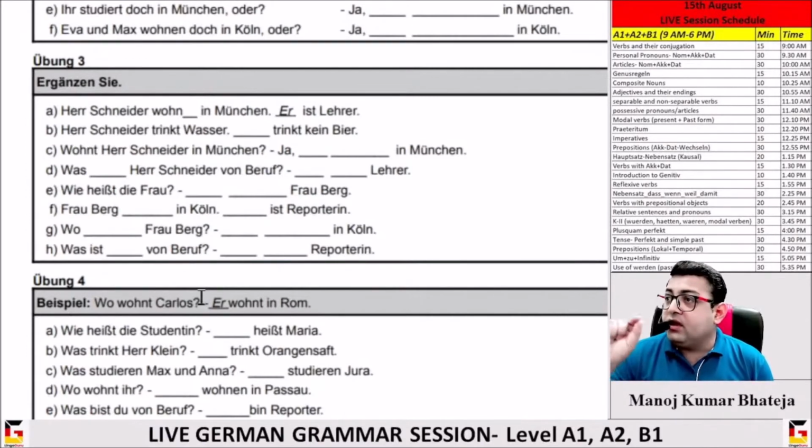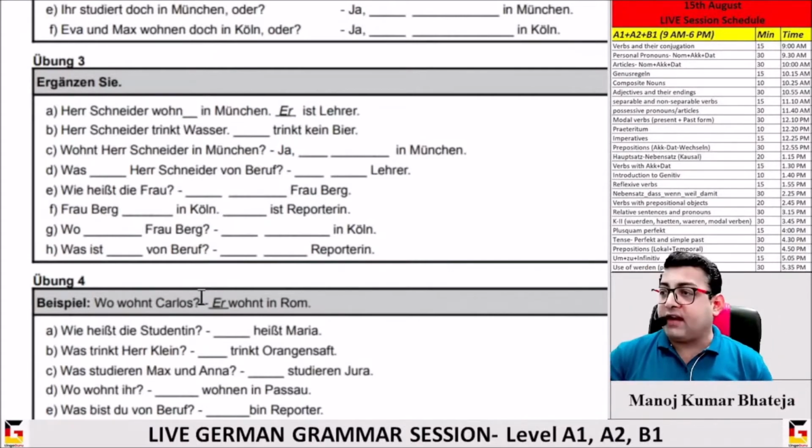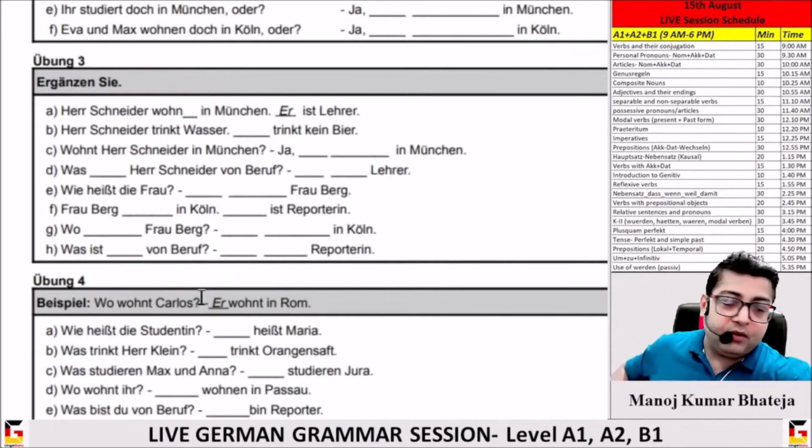Trinkt kein Bier. Wohnt Herr Schneider in München? Ja, er wohnt in München. Sie ist Reporterin. Wo wohnt Frau Berg? Where does she live? Sie wohnt in Köln. Was ist sie von Beruf? Was ist Frau Berg von Beruf? Sie ist Reporterin. Correct.